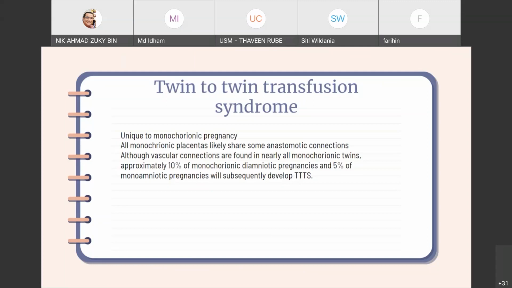It is a chronic condition. TTTS can affect twin gestations that share one placenta. This disorder highlights the importance of determining the chorionicity and amnionicity of all twin gestations. This is why it's important in twins to have the ultrasound scan. Okay, go next.